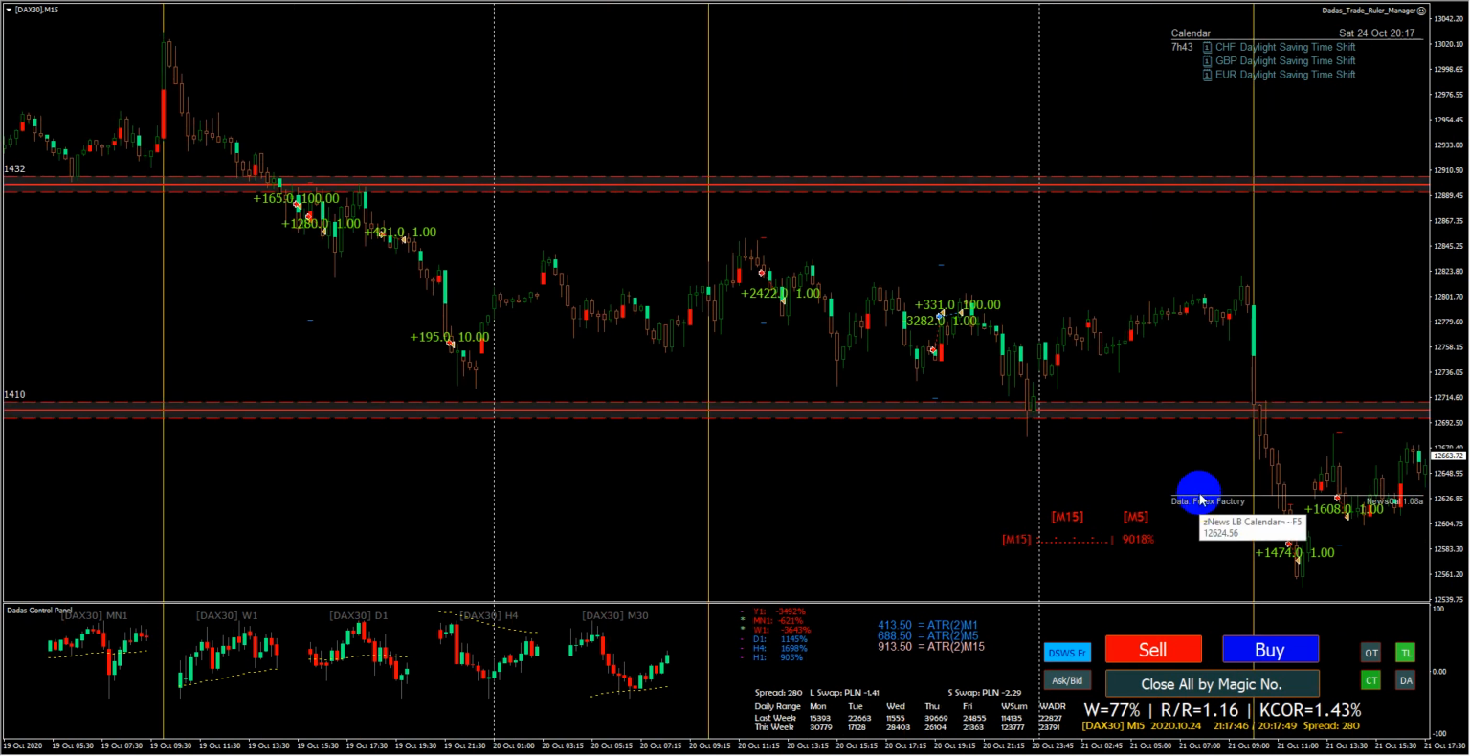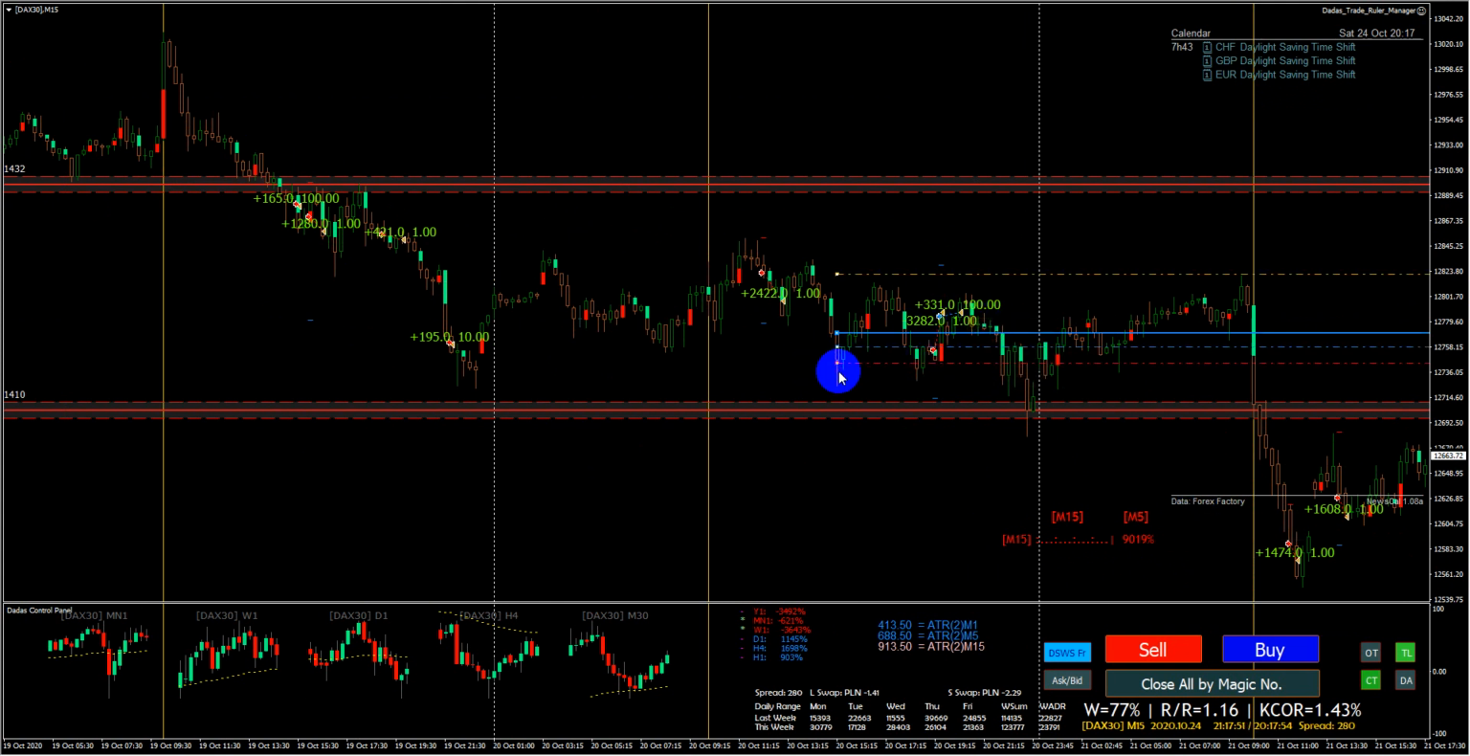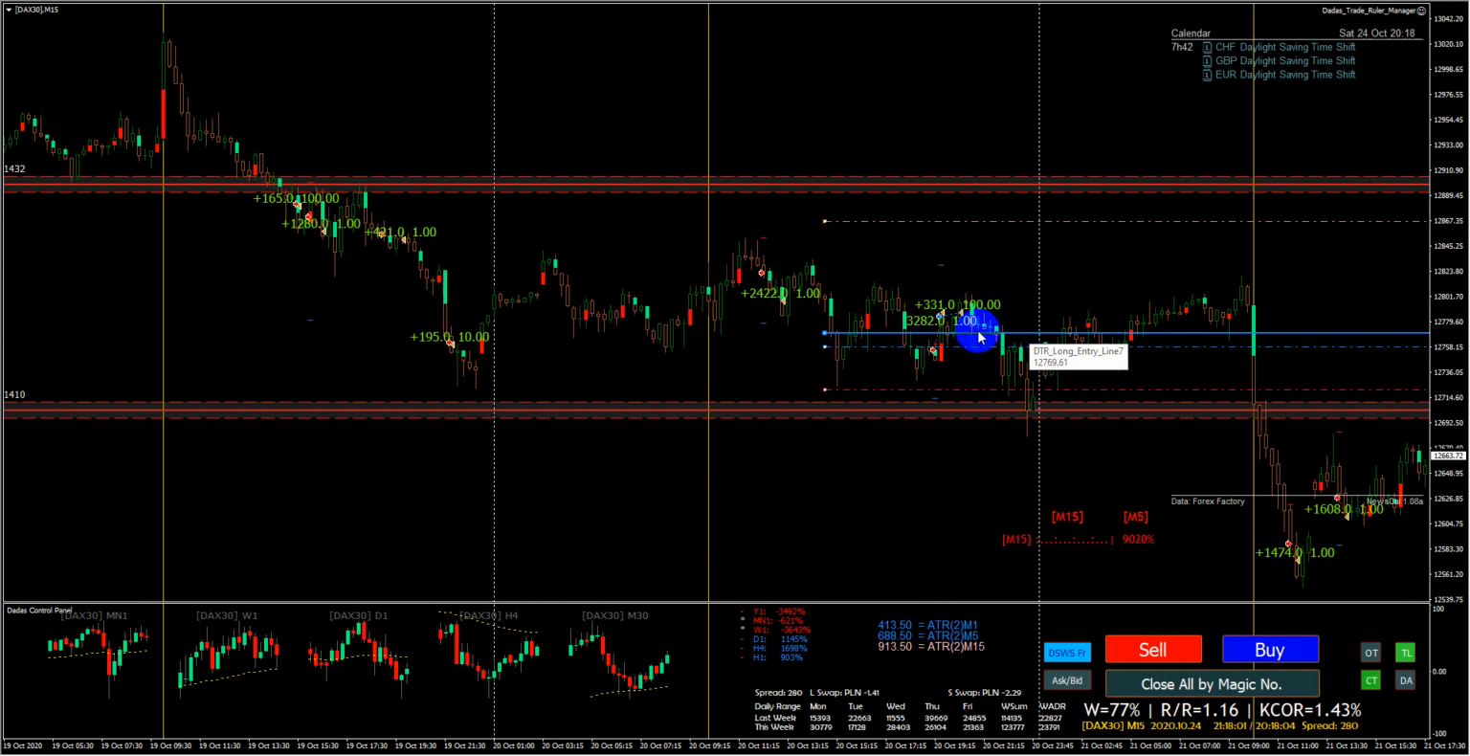But the problem is always the same. We never know at this moment, because this moment also looks like a potential support, right? And potential turning of the price. Okay, anyways.